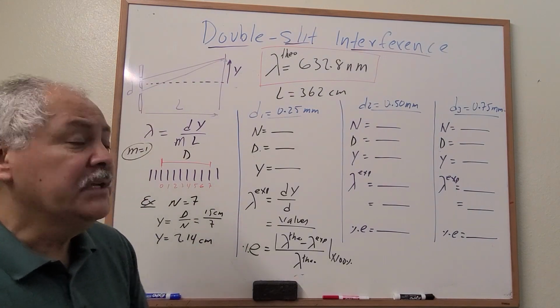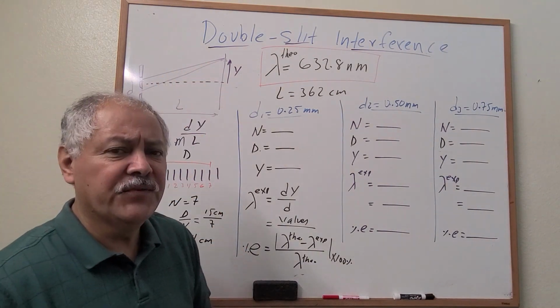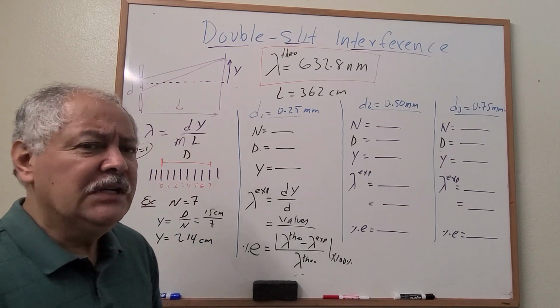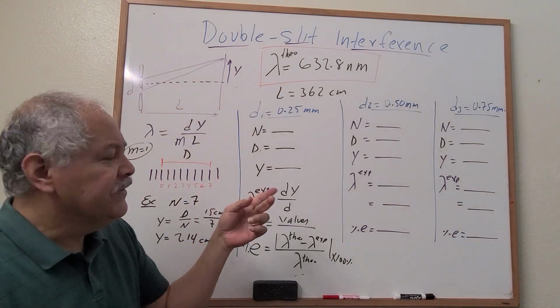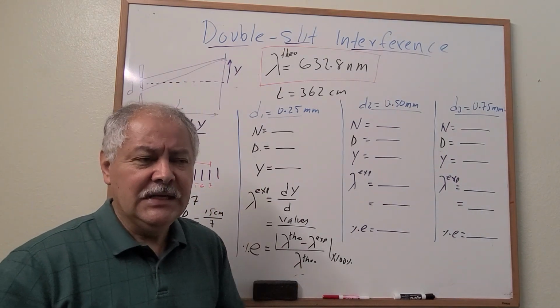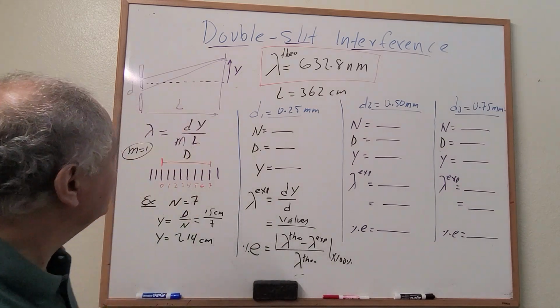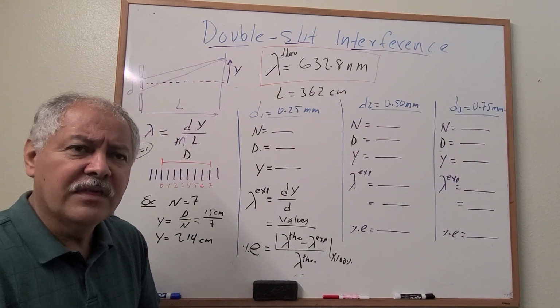Okay, let's go for today's experiment. It's going to be double-slit interference. In this experiment, we are dealing with three different types of slit distances. Let's go to the introduction for the theory.